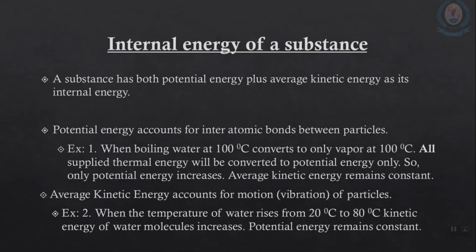So I told you that potential energy changes during a change of state, and the temperature change occurs due to the change in kinetic energy. So we'll remember them nicely. You have two examples. I told you about the first example. Now we'll see the second one. When the temperature of water rises from 20 Celsius to 80 Celsius, that means only the kinetic energy of water molecules would increase. Potential energy would remain constant because there is no change of state.